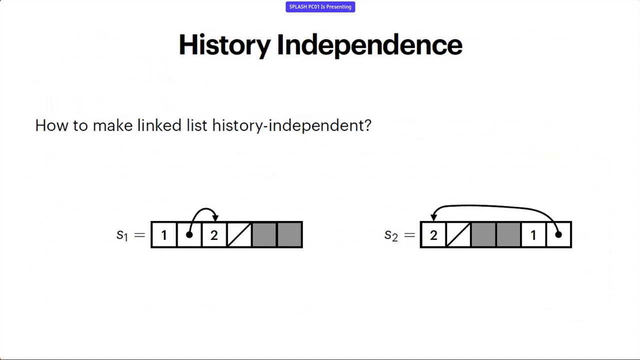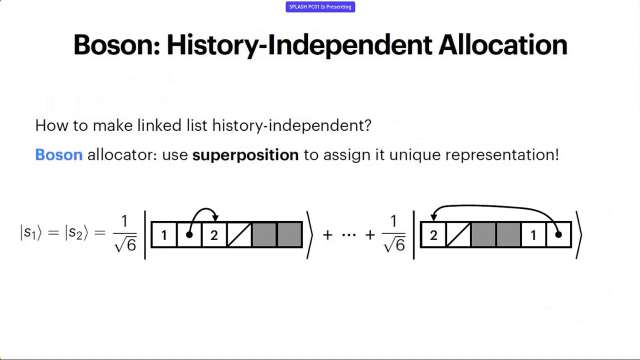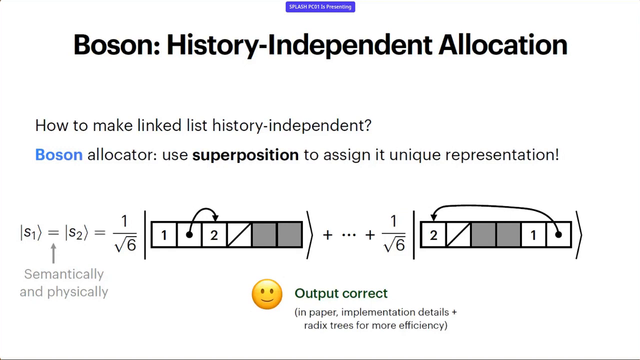So here's the key observation we make. The power of quantum superposition allows us to effectively take an average of all of the possible layouts of the {1, 2} linked list. And if you think about it, the average is unique, right? So if we take a uniform superposition of all of these possible representations, we actually get a single unique representation that we can say is what S1 and S2 both are. And as a result, you will have that they are both semantically, but also physically equivalent. And the output is going to be correct.